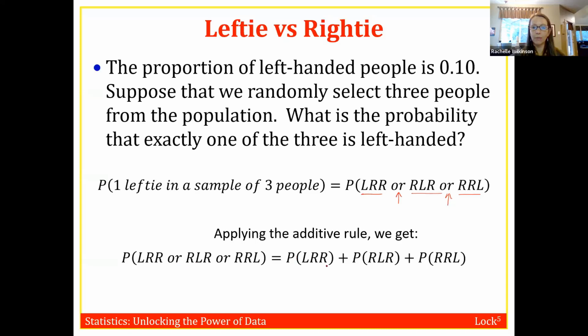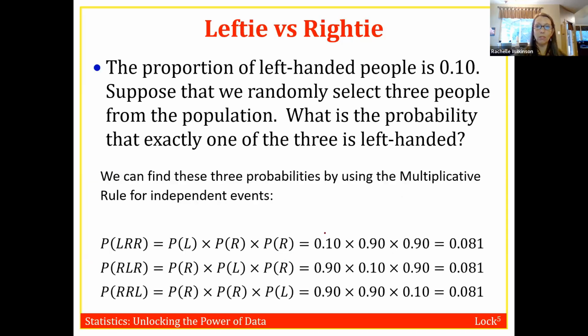So the probability of lefty, righty, righty, plus the probability of righty, lefty, righty, plus the probability of righty, righty, lefty. So now how do we figure out this part? The probability of a lefty, righty, and righty. Well, in order to do that, we're going to use the multiplicative rule for independent events, because when we're drawing these people from the population, they're essentially independent, because the population is so huge that taking one person out of a population of millions of people really doesn't affect the probabilities.